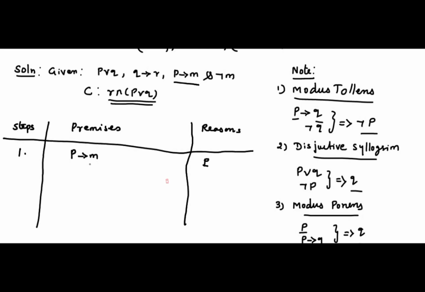Using this premise alone, we are unable to prove our conclusion statement. Why? Because three variables are there in the conclusion, and here we have only two variables. So I am going to introduce one more premise, that is negation M. You can write any premise first, that is your choice. So this is also a premise.